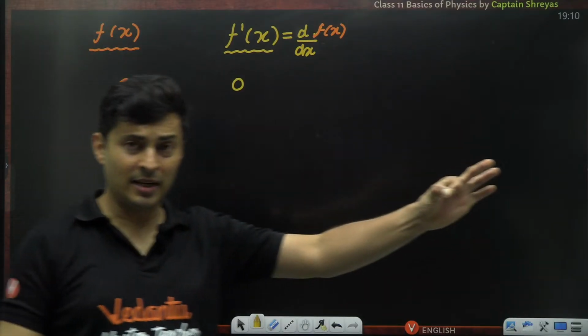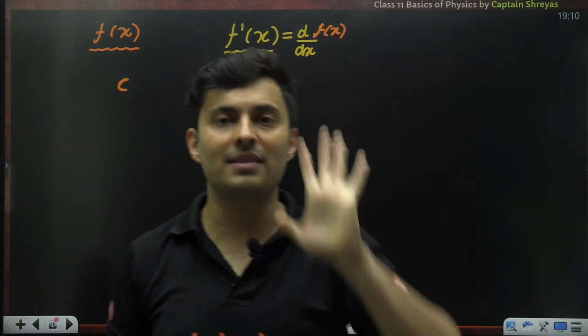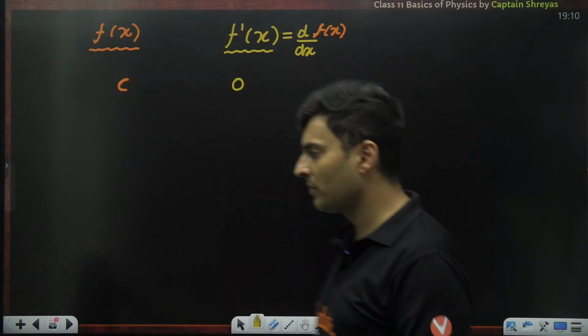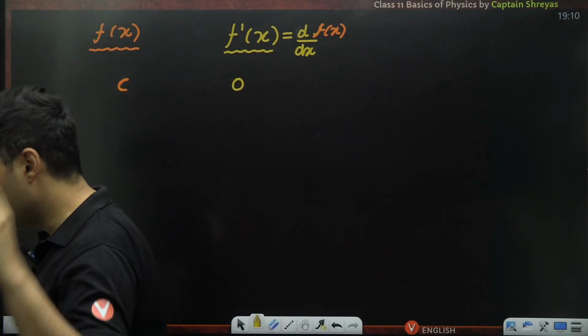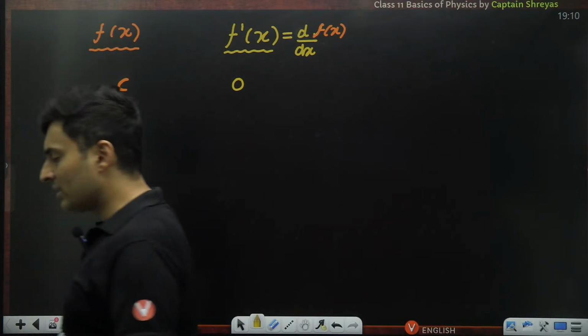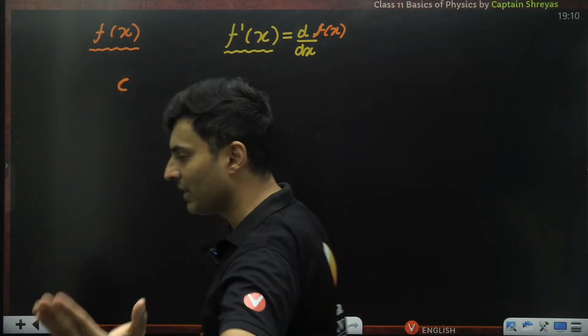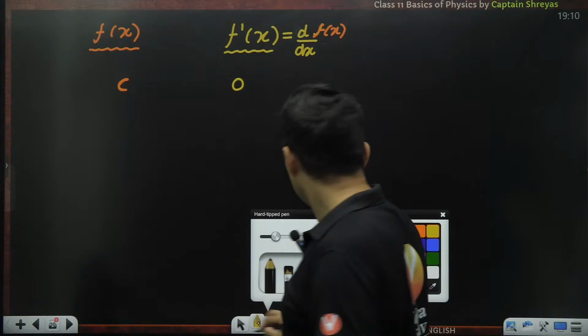So any constant function, the derivative is 0. Do you guys understand this concept? Yep. Very good. Yes, this class is for JEE, Sumit. These are the basics for JEE 2027 before you start your physics.